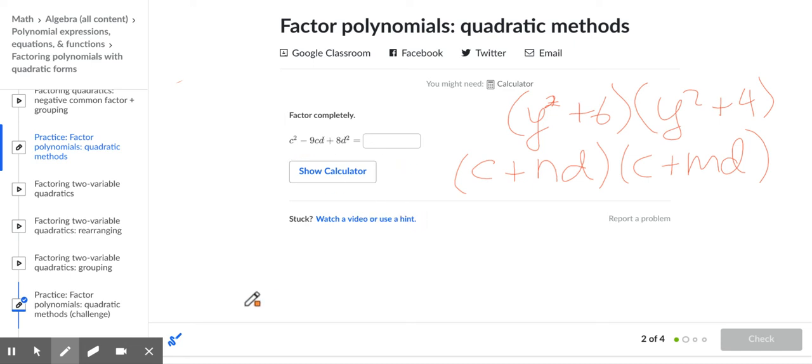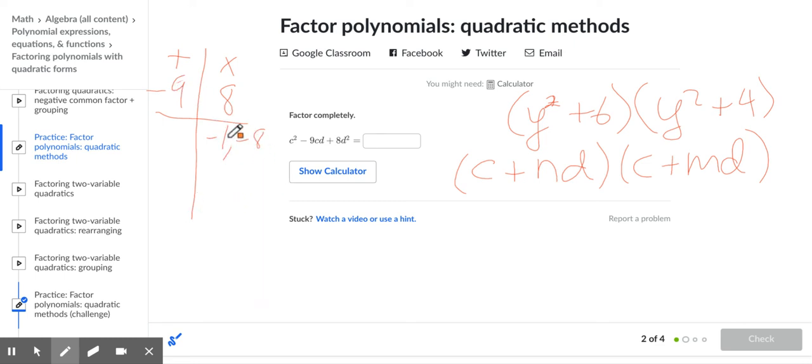So let's do it. I'm looking for something that multiplies to 8 and adds to -9. Don't forget that negative. So I'm looking for something that multiplies to a positive number but adds to a negative number. So both of my factors are going to be negative. The first one's going to be -1, -8. Oh, look, that adds to -9. I don't have to keep going, because I found something that multiplies to +8 and adds to -9.